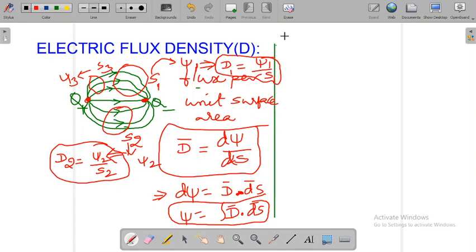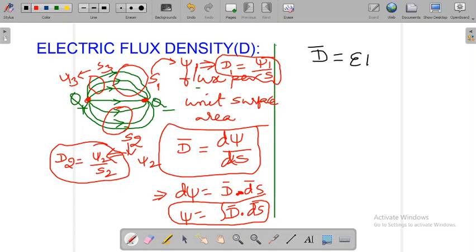We defined electric flux density as electric flux per unit surface area. Electric flux per unit surface area is the flux density. We have another definition for this electric flux density. The electric flux density is also defined like this: that is D bar.